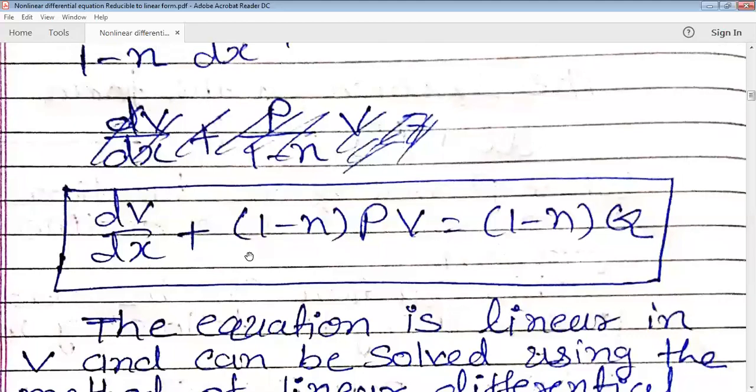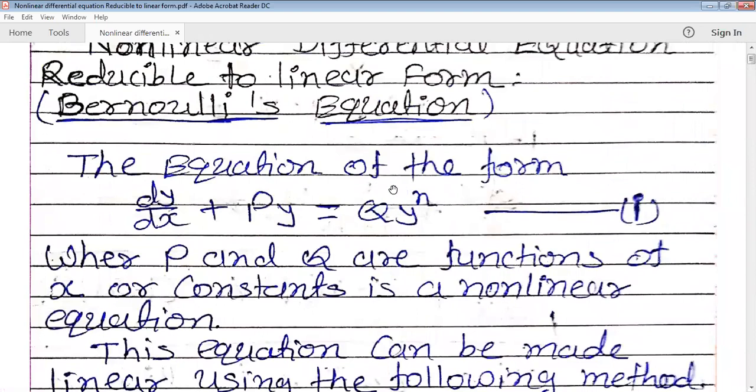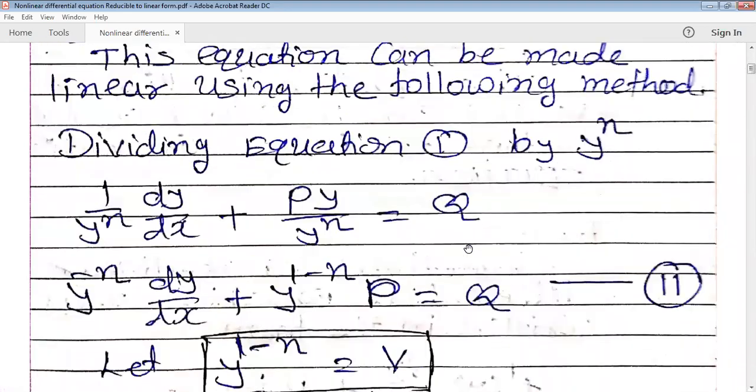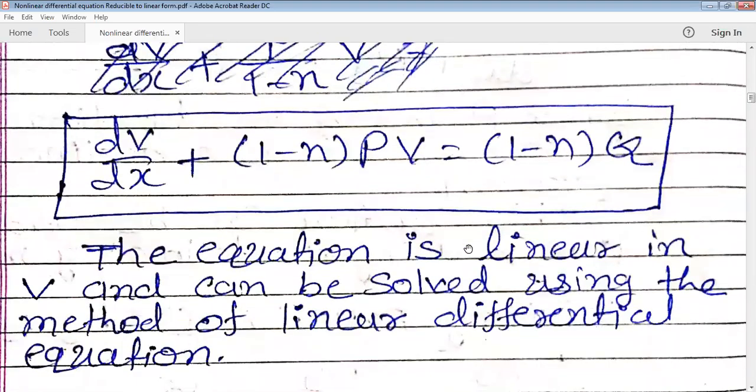Our given form is non-linear, known as the Bernoulli equation. But when we convert our given form by this method, we convert it into linear form. And when we convert our non-linear equation into a linear equation, then we solve it by the previous method that we solved in the last lecture.